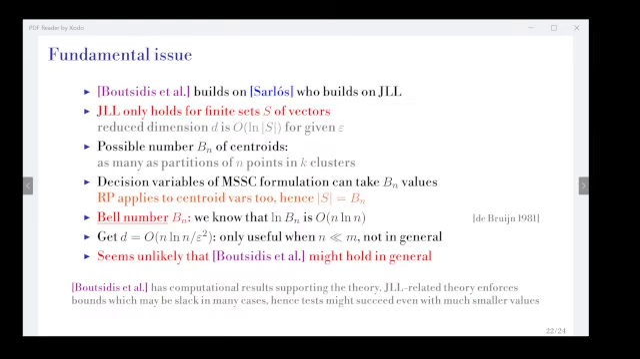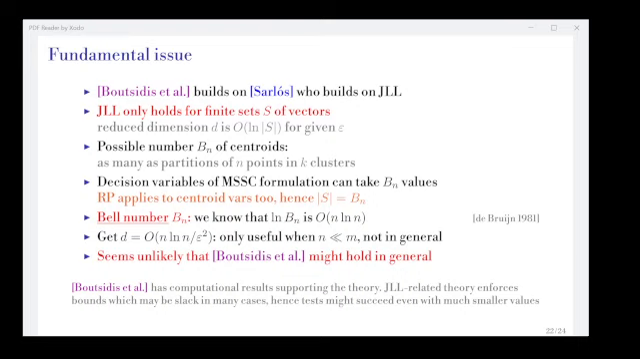Now, we couldn't fix Boutsidis' proof in any way. And then we think that there is a fundamental issue about Boutsidis' proof. It builds on Sarlos, as I said, and Sarlos builds on the JLL. But the JLL only holds for finite sets of vectors, whereas the number of possible centroids, and in this problem we are projecting the centroid variables as well, meaning that after projecting the data, we want the centroids also to be consistent with the projected data.